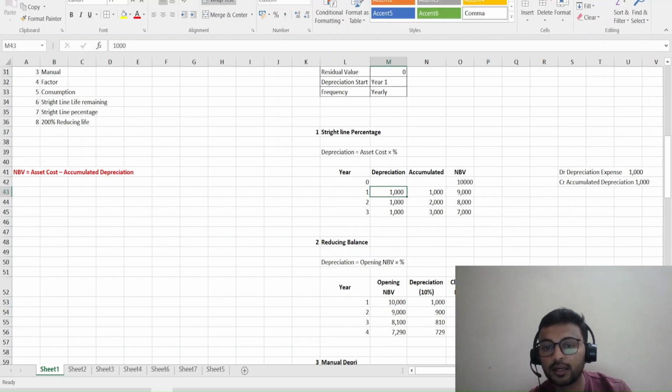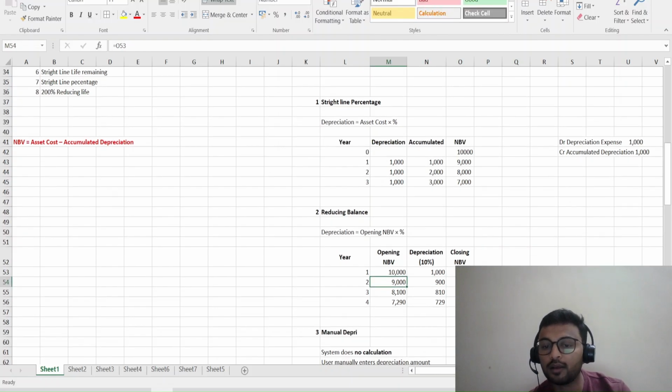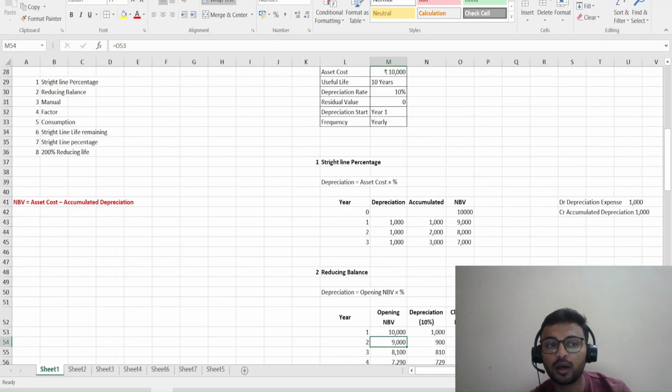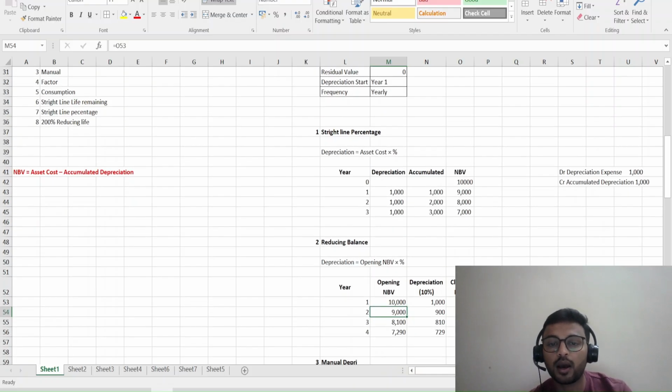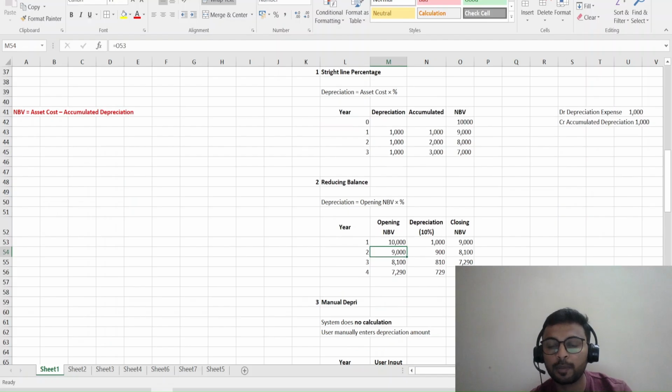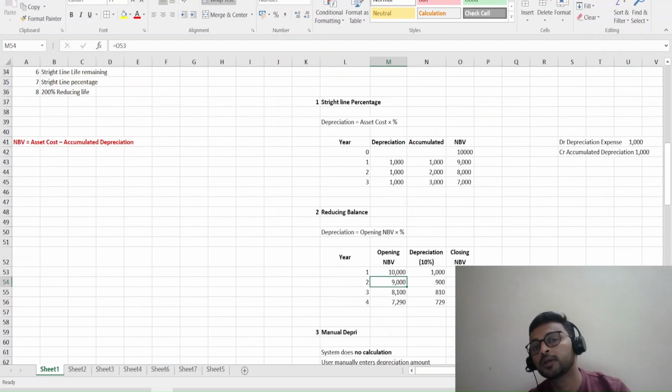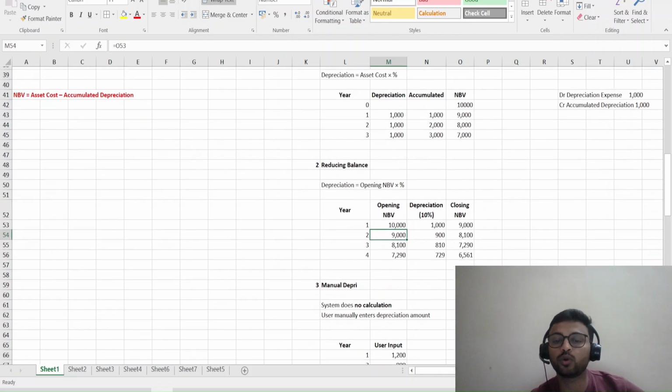So if you understand here, in SLM for all 10 years there is a common depreciation of 1,000, but here it will reduce as per my opening NBV. That's how the straight line method and the WDV or reducing balance method differ. This is the major difference between these two methods of calculation of depreciation.